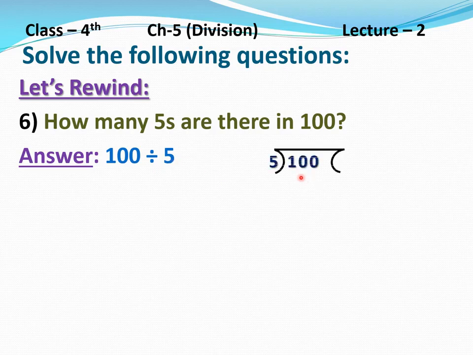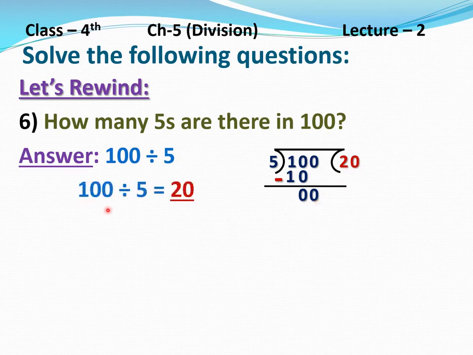Clear? Now divide. Write 5 here and write 100 here. Now see, 5 ones are 5, 5 twos are 10. Write 2 here and write 10 here. Now we will do subtraction. 0 minus 0, 0. 1 minus 1, 0. Write 0 here. Now we will take the next number. Write down 0 as it is, but we will take this 0 in the quotient. Write 0 in the quotient. So, quotient is 20 and remainder is 0.